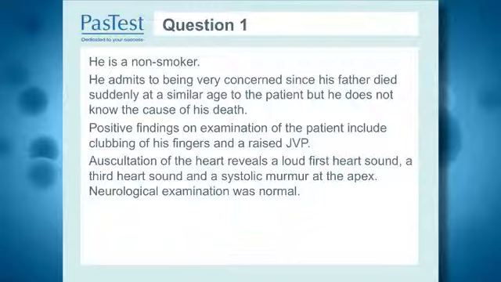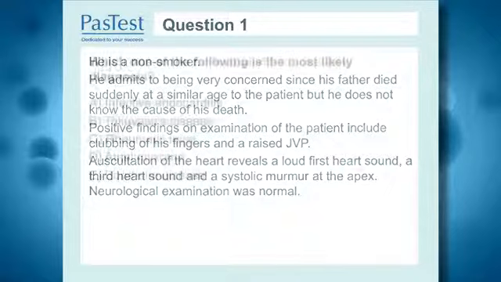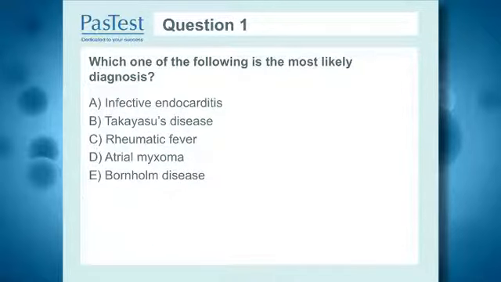Positive findings on examination include clubbing of his fingers and a raised JVP. Auscultation of the heart reveals a loud first heart sound, a third heart sound and a systolic murmur at the apex. Neurological examination was normal. Just give you a moment to consider which of these stems provides the most likely diagnosis.